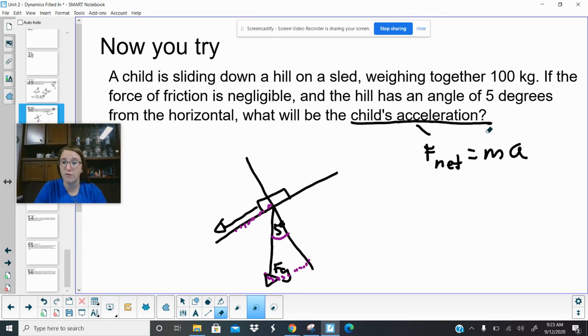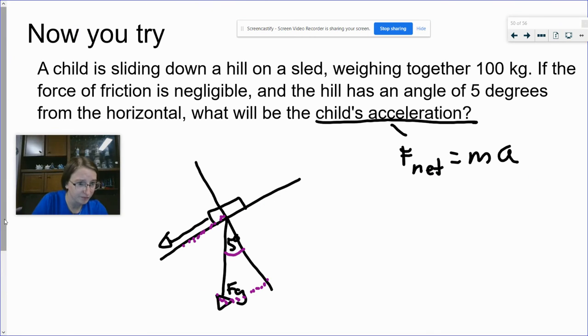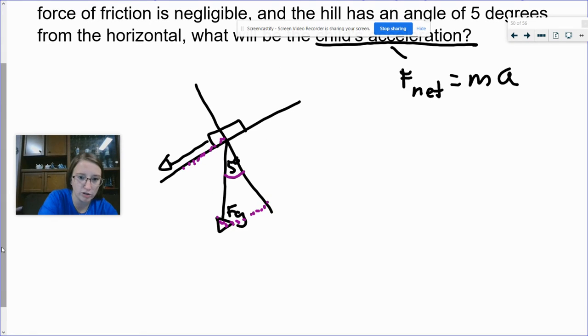So once we find that force, all we got to do is plug in here and solve. We are ignoring the normal force right now because there's no y movement. So we know that our y net force is going to be 0 because there's no up and down y direction motion. So I'm going to pull off this triangle right here.